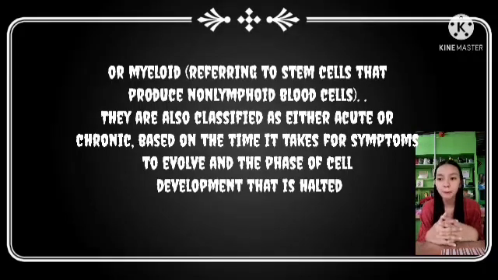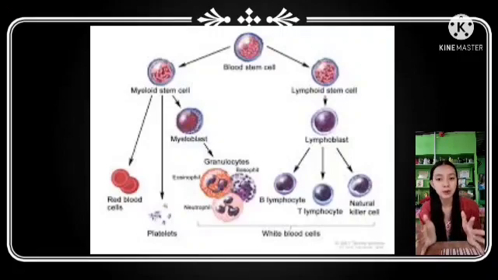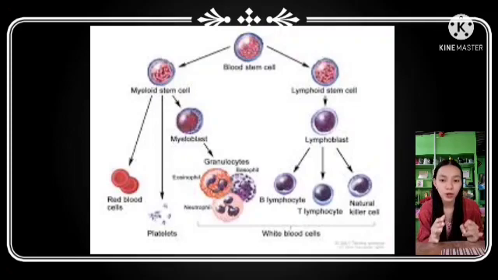So, ang leukemia ay naka-classified as either lymphoid or myeloid. Ang lymphoid ay nagre-refer sa stem cells na pinoproduce ng lymphocytes. Ang myeloid naman ay nagre-refer sa stem cells na pinoproduce ng non-lymphocyte cells. So, pwede rin nating matawag ang leukemia na acute or chronic. Naka-classified siya based sa time at symptoms. Makikita natin kung gaano katagal, pati yung symptoms niya, at yung mga involved sa phases ng pagde-develop ng isang leukemia. So, matatawag natin siyang acute or chronic.